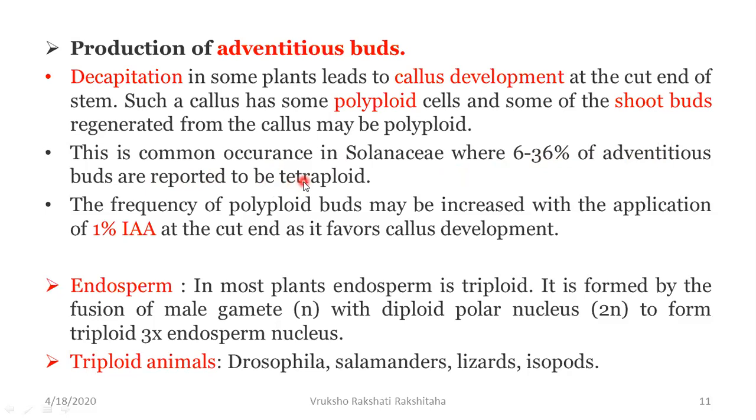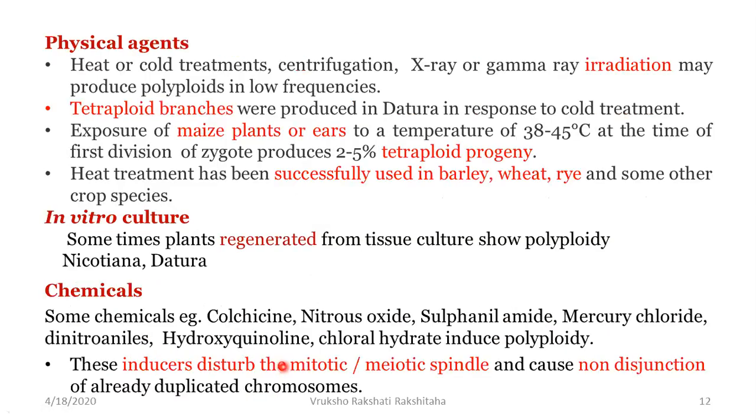If we want to increase the frequency of these tetraploid adventitious buds, then you can apply 1% IAA at the cut end of the stem. Now, the other spontaneous occurrence is in the endosperm. You are aware that in angiosperms the endosperm is triploid. In most plants, the endosperm is formed by the fusion of the male gamete N with the diploid polar nucleus, that is 2N, to form the triploid 3X endosperm nucleus. Now, there are some triploid animals also, for example, Drosophila, salamanders, lizards, and isopods.